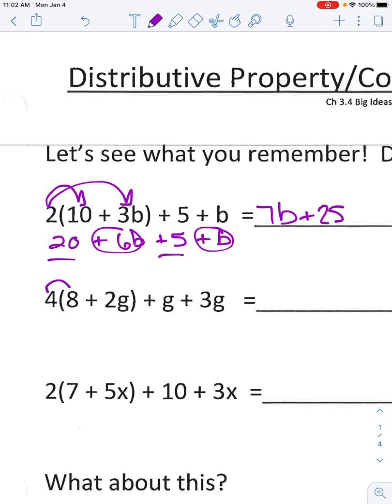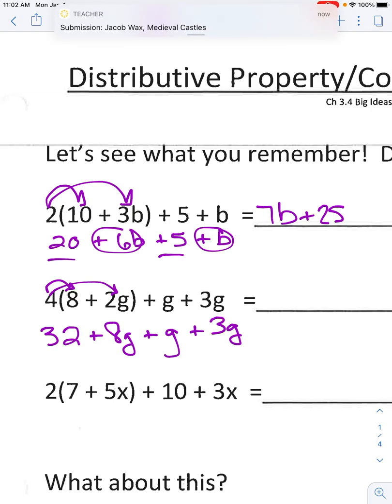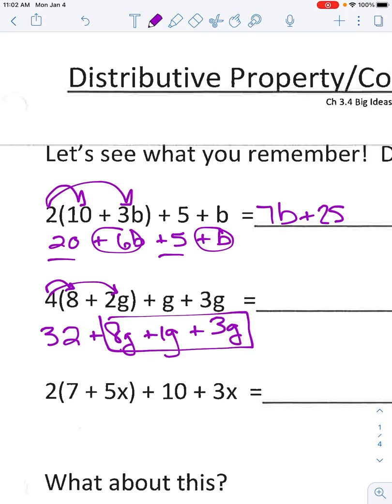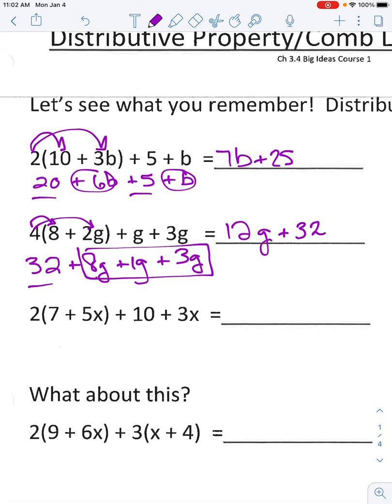On this next one, I have 4 times 8, which gives me 32, and 4 times 2g gives me 8g. Bring down everything that's not inside parentheses. And then go ahead and combine all those g's. So 8g plus 1 more g is 9g, plus 3 more g's is 10, 11, 12 g's. And then we have plus 32. There was nothing to combine that 32 with. It was by itself.